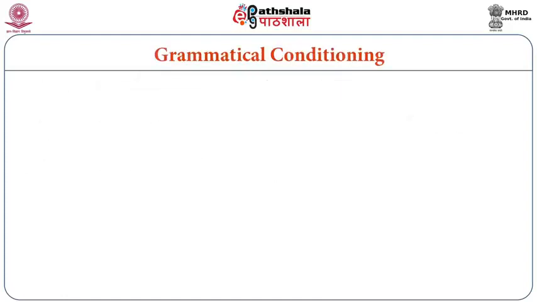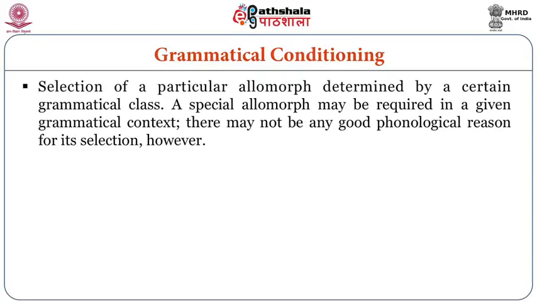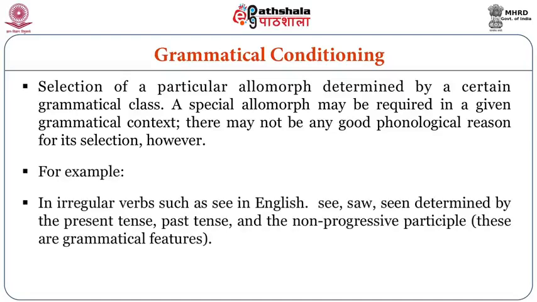Now, grammatical conditioning. What is grammatical conditioning? Selection of a particular allomorph determined by a certain grammatical class is known as grammatical conditioning. A special allomorph may be required in a given grammatical context. There may not be any good phonological reason for its selection, however. For example, in irregular verbs such as see in English, see, saw, seen, determined by present tense, past tense, and the non-progressive participle. These are known as grammatical features.